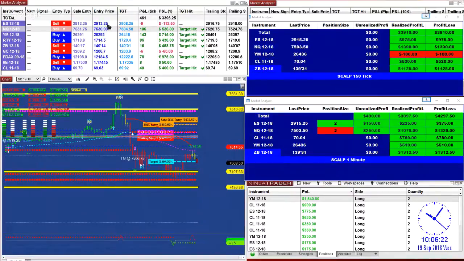1325 is a re-entry point, and we'll see how those trades are going to come out. Guys, I'm going to take a 5 minute break.